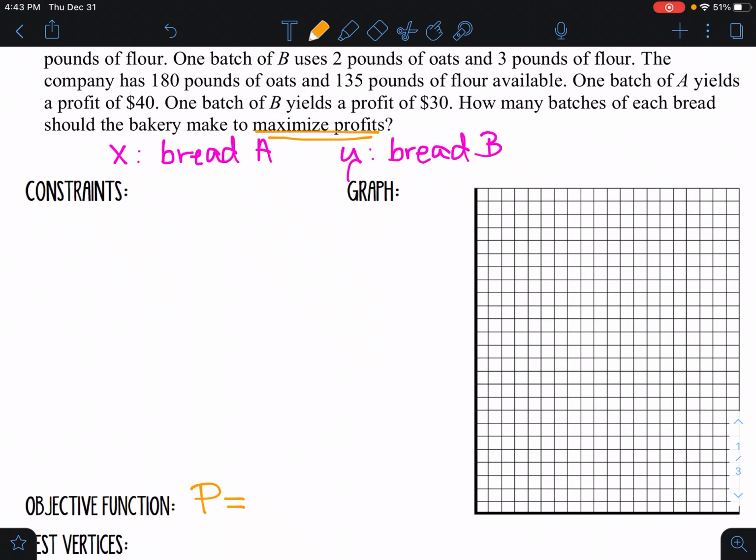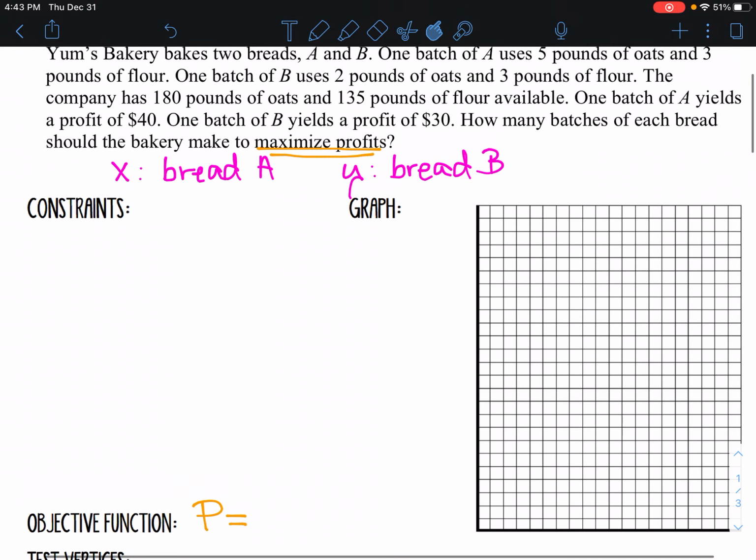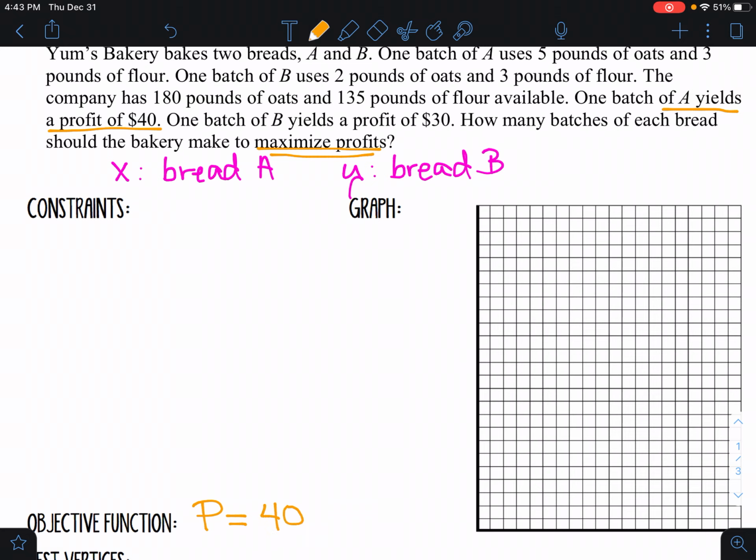So now I want to say, all right, I've got X and Y, which is bread A and bread B. Now, according to profits, what do we know? Bread A yields a profit of $40. Okay, so how do I write that? $40 for every batch of A, which is really X.